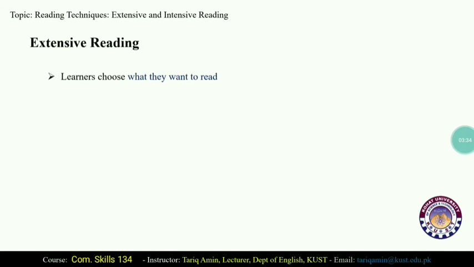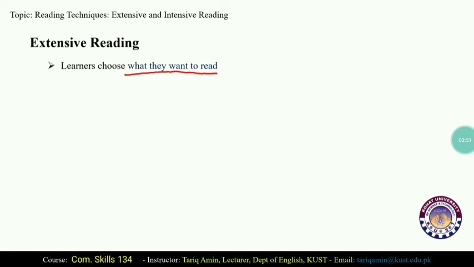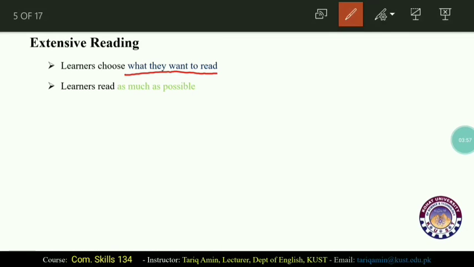In extensive reading, learners choose what they want to read. The students have freedom to select any text of their own choice, so they are free to select anything. They choose what they want to read. Learners read as much as possible. They try to read more and more.